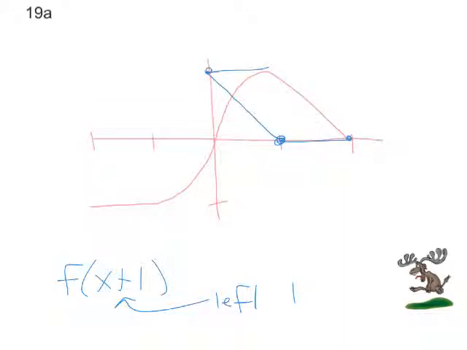So we get the straight line right there, and then it kind of does the curve and dips down like that. So let's erase this piece right here. But that's a shift left 1 unit. Pretty easy.